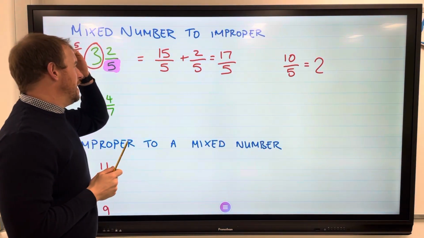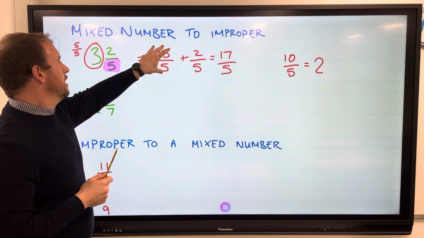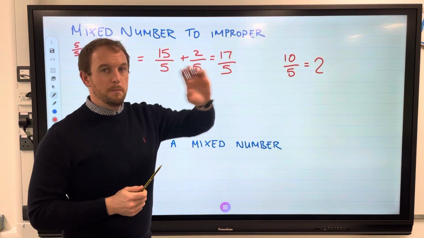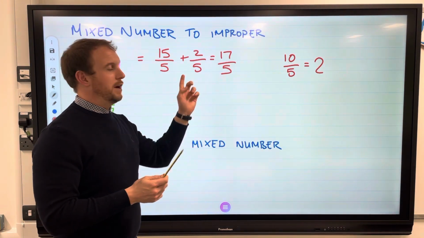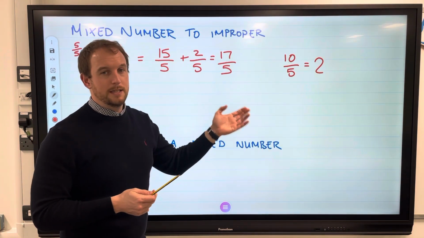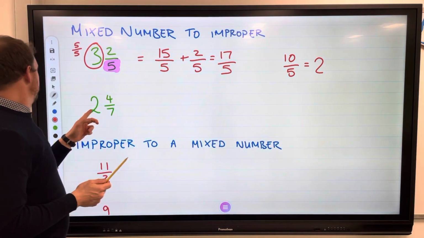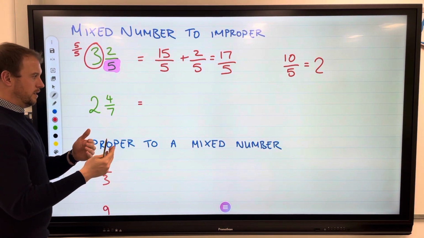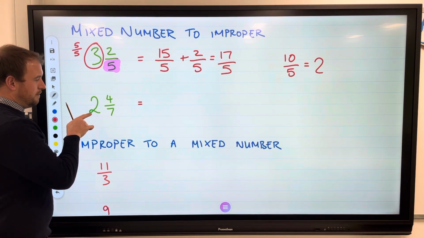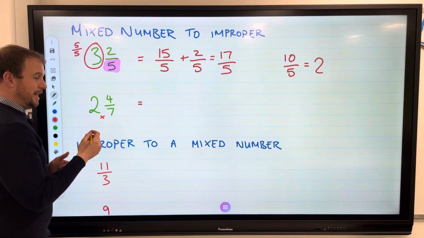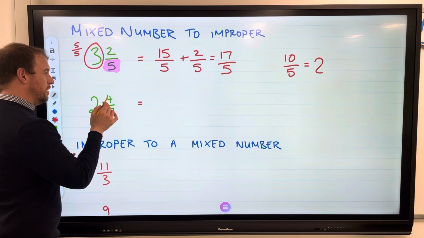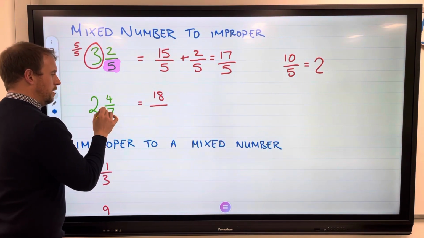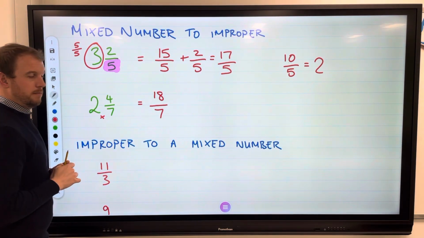Now, I don't expect you every time to write out this whole number part and fraction part. But just to show you where those two fractions have come from, I thought I'd set it out like that. For this one, a little bit of a shortcut. 7 times 2 is 14. Add the 4 is 18 over, bottom number stays the same.